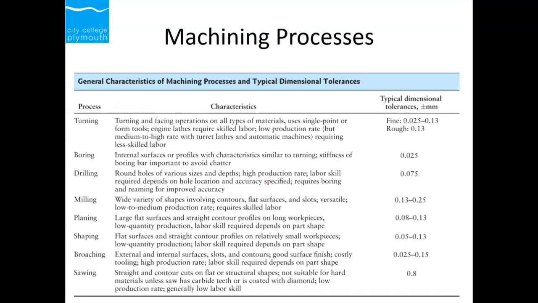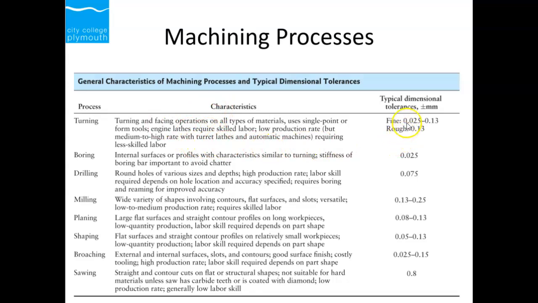Now, the machining processes: we have turning, boring, drilling, milling, planing, shaping, broaching, and sawing. All these processes have different dimensional tolerances. For turning, are you all familiar with the turning process? You might have done it in level 3 workshops. If you are doing CNC machining or lathe machining, you might have done turning.